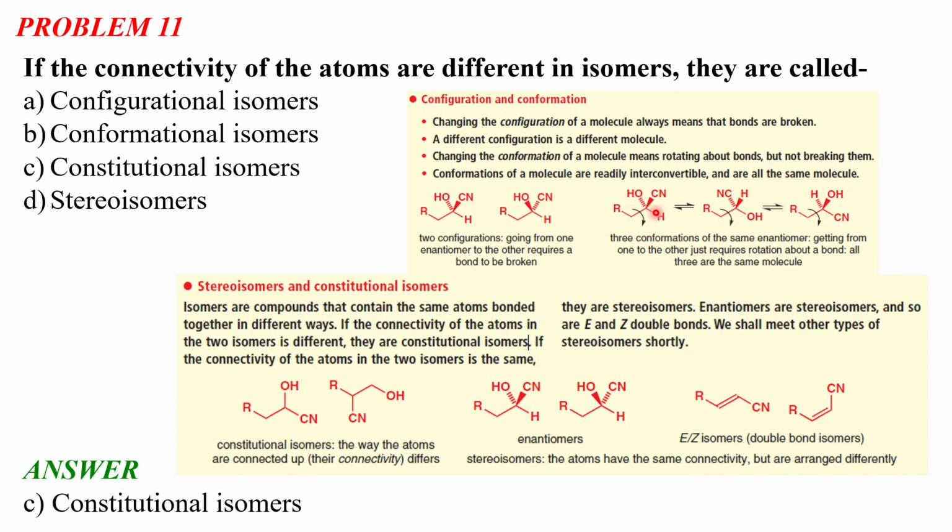If this is one molecule and you rotate this bond, it will be another representation, and another. So these three are the same conformations of the same enantiomer. Getting from one to the other is just rotation of the molecule. Configuration changes are where the bonds are broken. So these are the four terms which are very important. Now I will move toward our next problem.